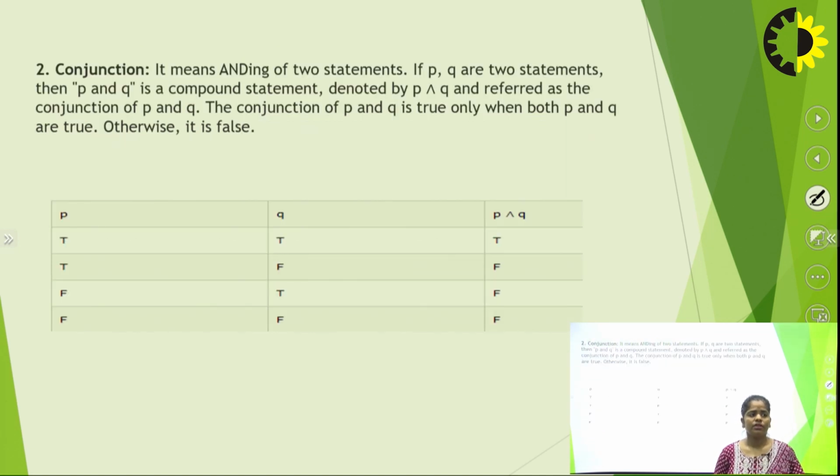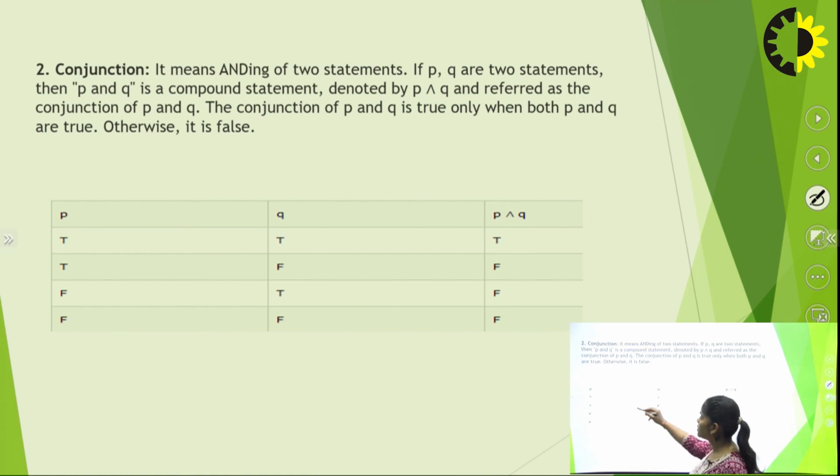The second logic operation is conjunction. Conjunction basically means the AND of two statements. For example, if P and Q are both true, only in this case will the result be true, otherwise the result will be false. If I get any false statement out of the two statements, then the result will be false in case of conjunction.